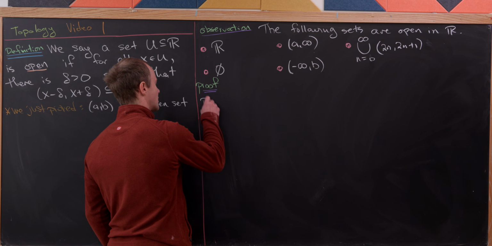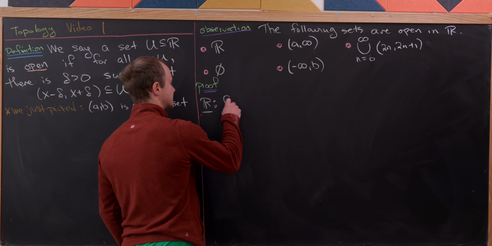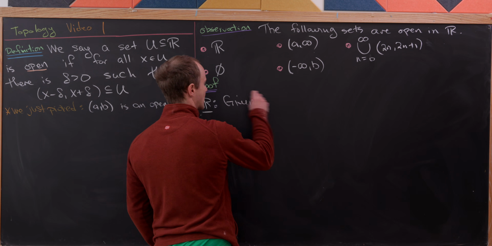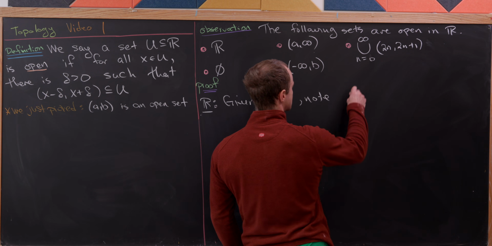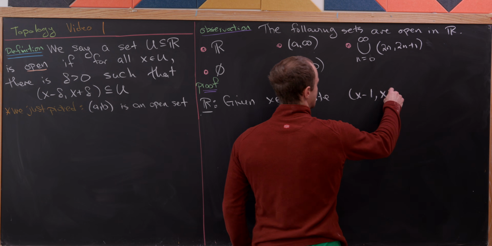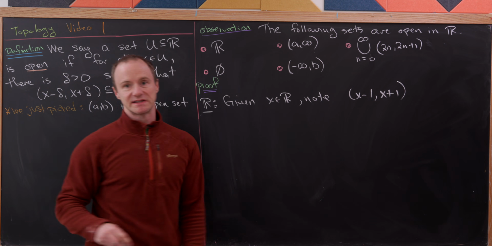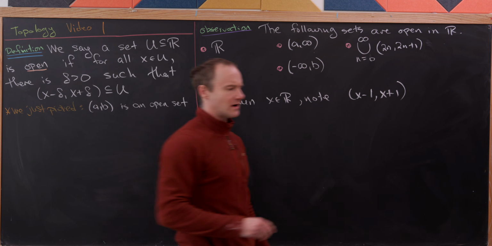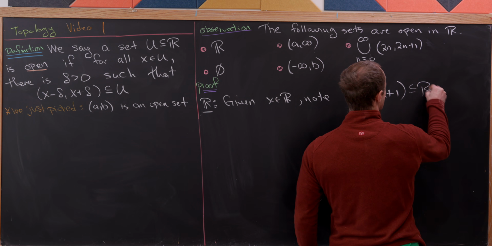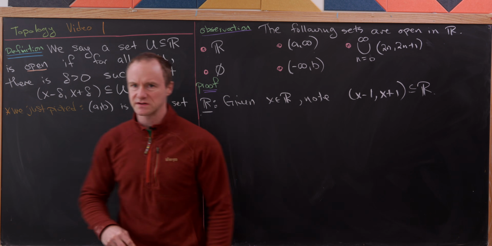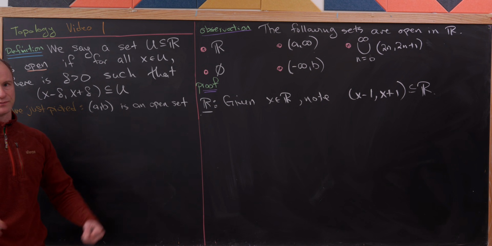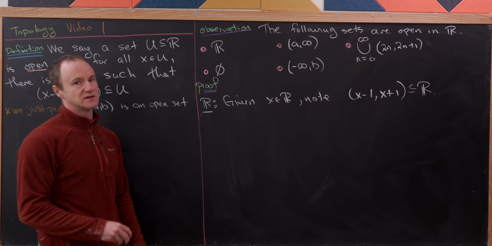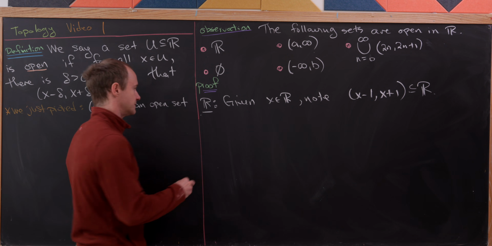Okay, so starting with the real numbers. Let's say we are given a real number x. Let's note that the interval from x minus 1 to x plus 1 is most definitely contained within the real numbers. So in other words, we could just use delta equal to 1 here, and that's because this thing is infinitely long. There's nothing really fancy to do.